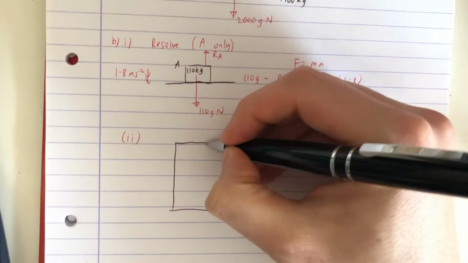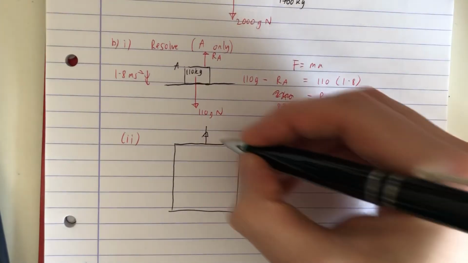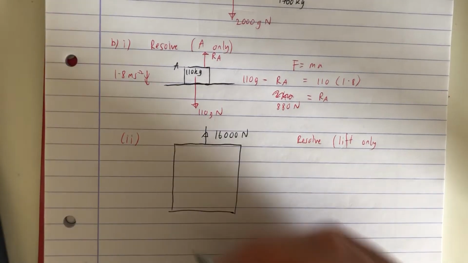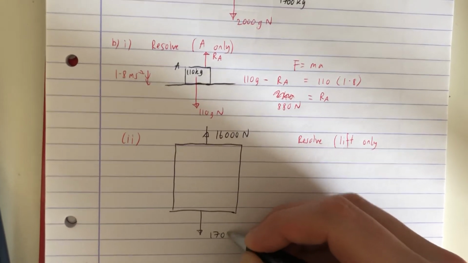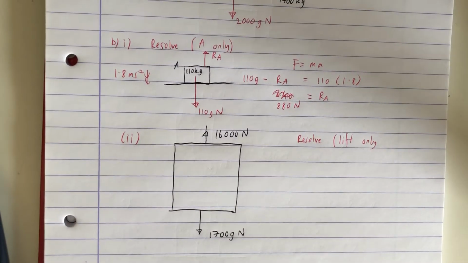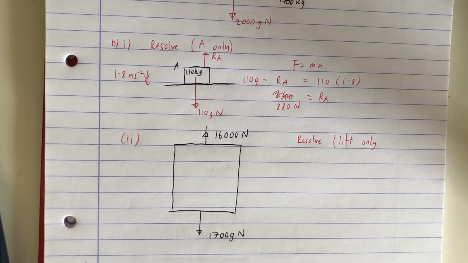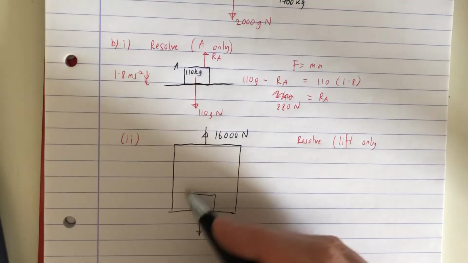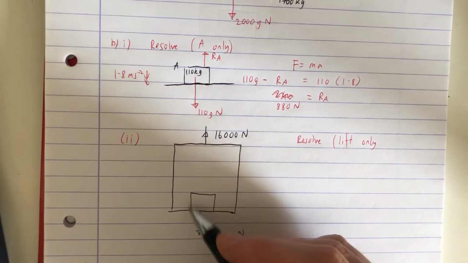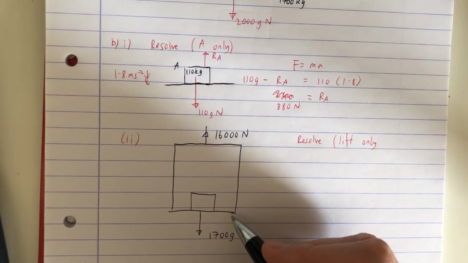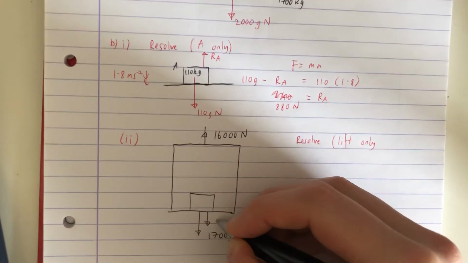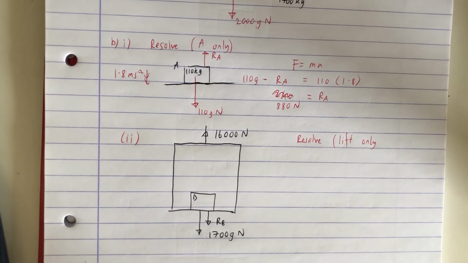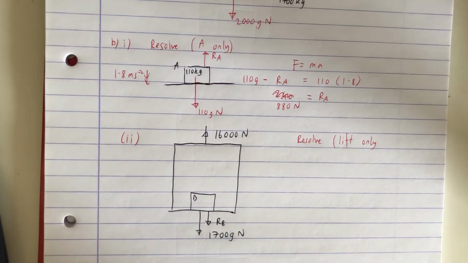So the lift has a tension, which we worked out to be 16,000 newtons. The lift by itself has a weight, 1,700 newtons. 1,700 g newtons. And the lift is also in contact with an object, and that object will exert a force on the lift, and that force will point downwards, and we call that RB because that's from box B. Okay, those are the only forces acting on the lift.